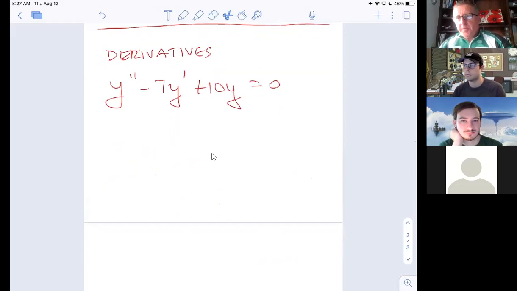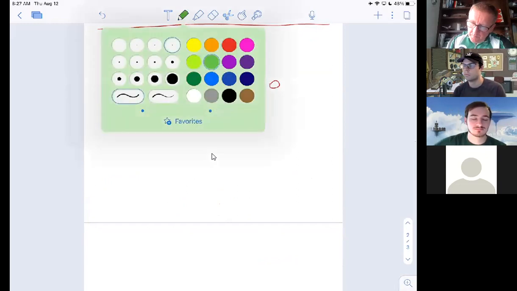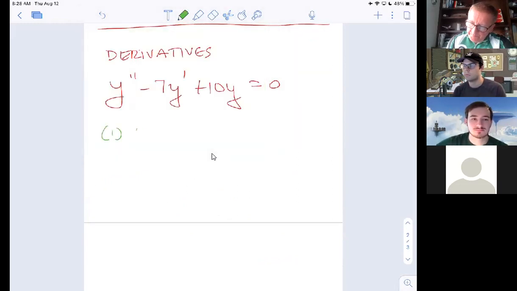But then we'll solve it using Laplace transform. So you can kind of see, oh yeah, I see what this actually does now. That's kind of cool. Okay, so one, what's the Laplace transform of y?